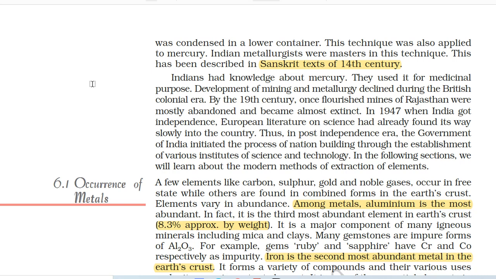Development of mining and metallurgy declined during the British colonial era. By the 19th century, once flourished mines of Rajasthan were mostly abandoned and became almost extinct. In 1947, when India got independence, European literature on science had already found its way slowly into the country. Thus, in the post-independence era, the government of India initiated the process of nation building through the establishment of various institutes of science and technology. In the following sections, we will learn about the modern methods of extraction of elements.